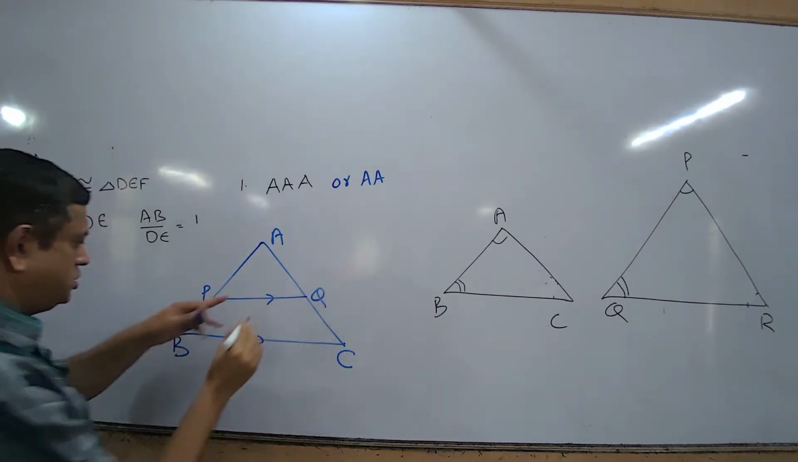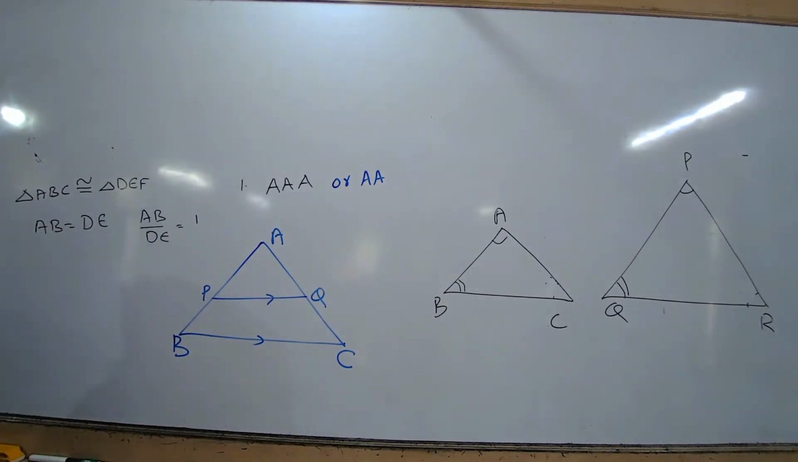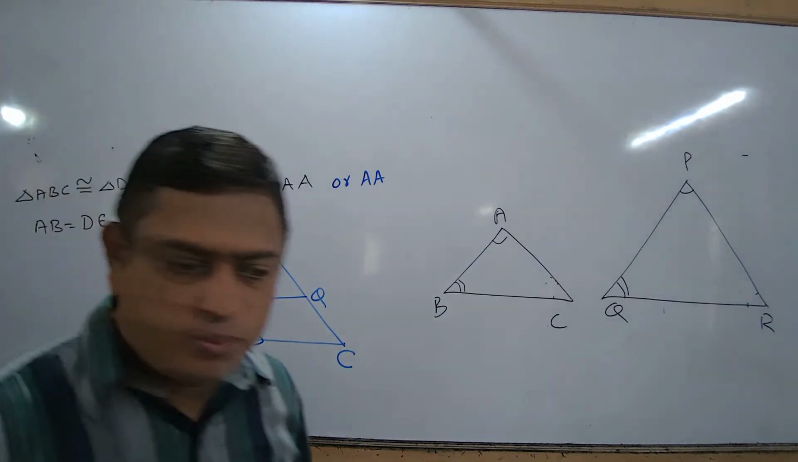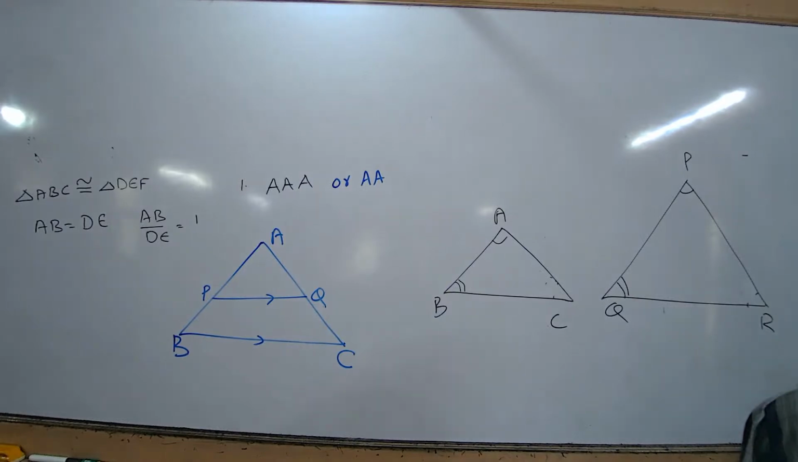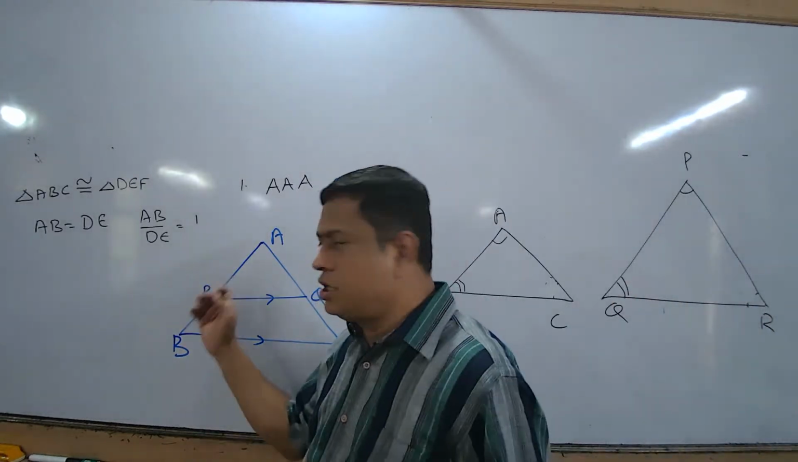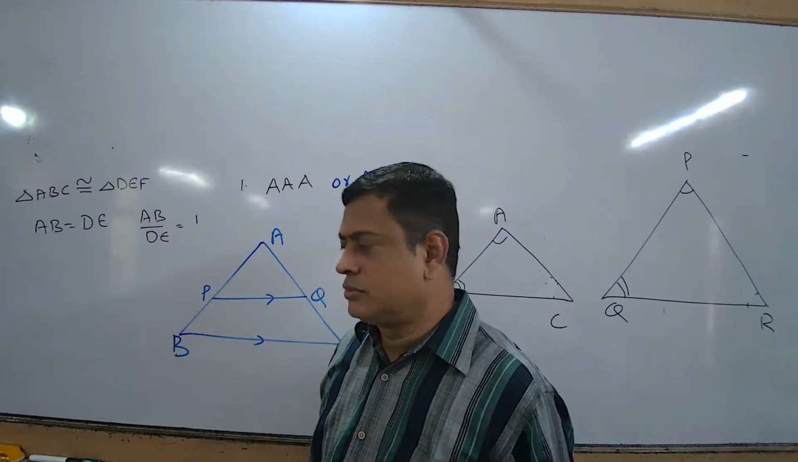How many triangles are there in this figure? Two. Which are the two triangles? ABC and APQ. Tell me. Can you prove these two triangles are similar? Yes. Then tell. Sir, APQ and ABC are similar. Why? Angles are equal. So prove it now.